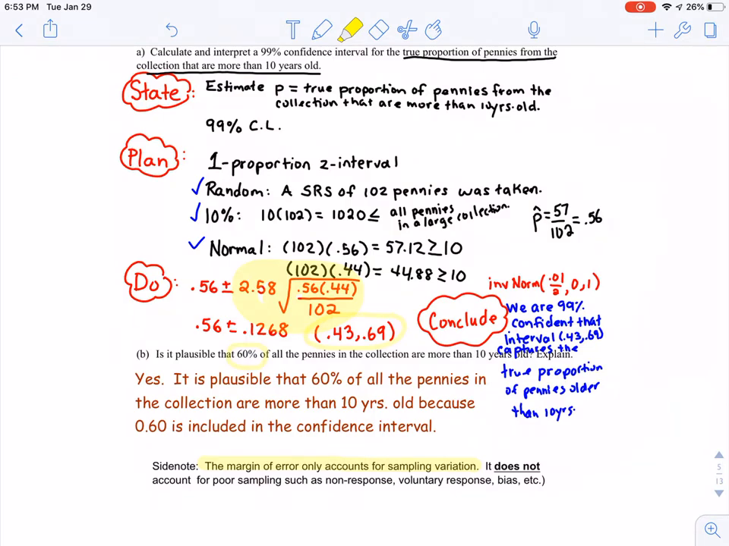Just we know every once in a while you could do everything right, and it just so happens that the sample that you got was a little bit lopsided. Maybe the values were a little bit higher than what the true parameter is that you're estimating, and that just happens. It's just called sampling variation. That's what the margin of error accounts for. It will never ever account for bad sampling techniques like non-response or voluntary response or any type of bias. That is not what the margin of error is ever attributed to.